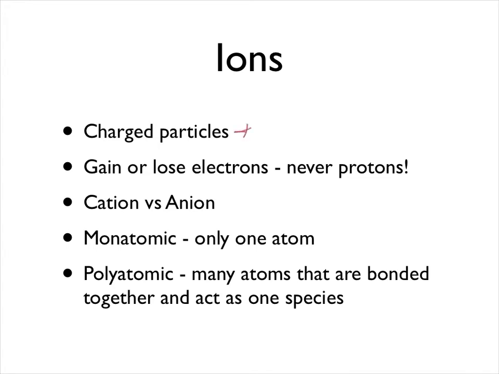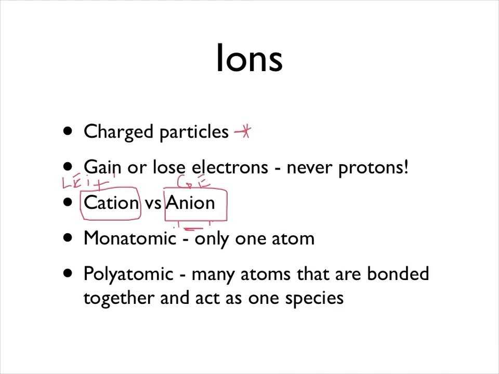So an ion is a charged particle. There's only one way you can become an ion, and that is to gain or lose electrons. You never change the number of protons, because if you change the number of protons, you change the element identity. Now, if you are a positively charged ion, you have lost electrons. If you have gained electrons, you are negatively charged, and you have the names cation and anion. So cation is a positively charged, and an anion is a negatively charged ion. So positively charged, negatively charged.